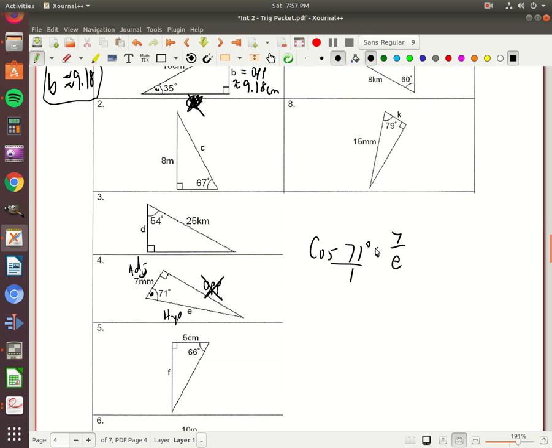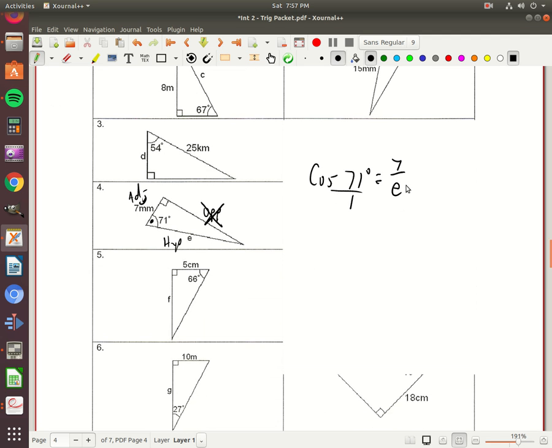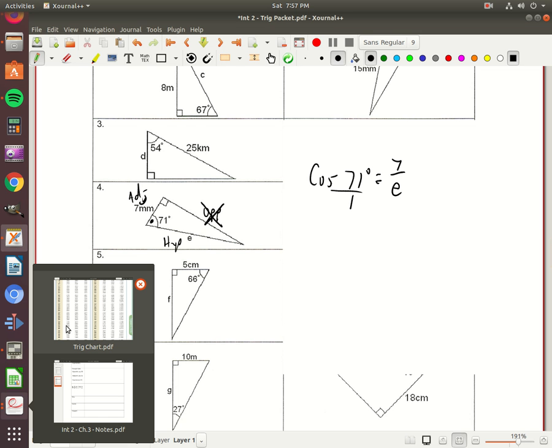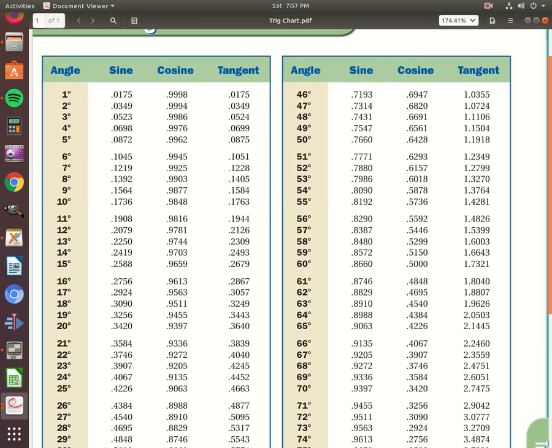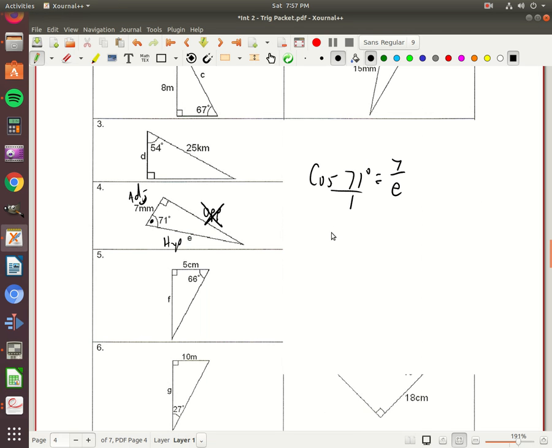This is what I wanted to show you, and why I think J-Rod had such a great idea with that cross multiplying, because it can be a little bit trickier when the variable's on bottom. So I'm going to go here, and the cosine is 71 degrees. Again, the cosine is in the middle. 71 degrees is 0.3256. So I'm going to steal that ratio.